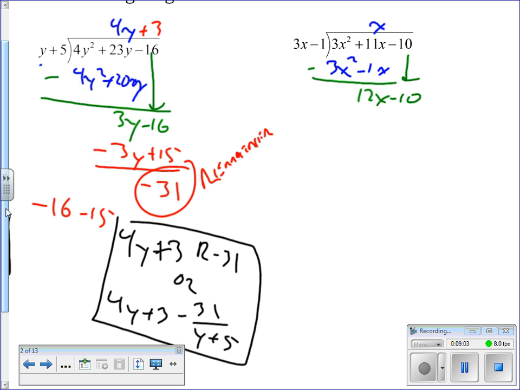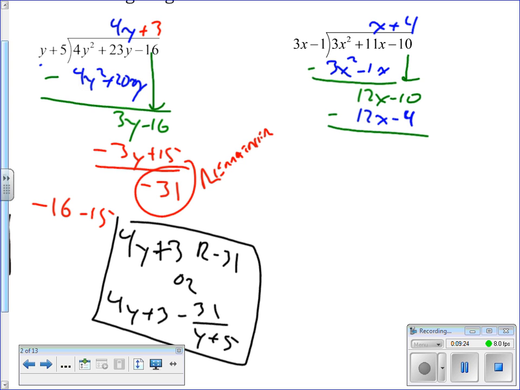How many times does 3x go into 12x? 4 times. 4 times 3x gives me 12x. So plus 4. 4 times 3x, 12x. 4 times negative 1, negative 4. And then what do I do? I subtract.